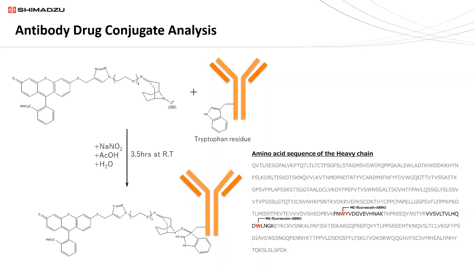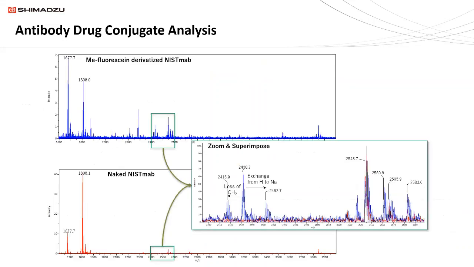Essentially what we're trying to do is, one, identify the peptides where this side chain is bound, and then also determine where it's actually connected. The first thing we did was compare the naked monoclonal antibody with the derivatized one. When we overlay these two mass spectra, we can see the differences between the two. From this, we picked out two separate peptides which we wanted to fragment to give us better structure elucidation.